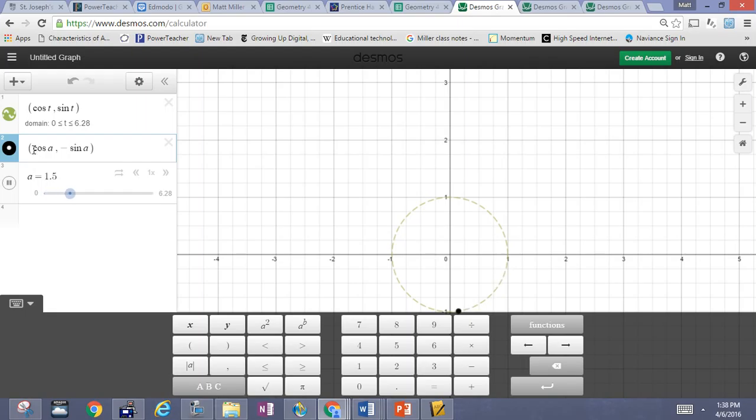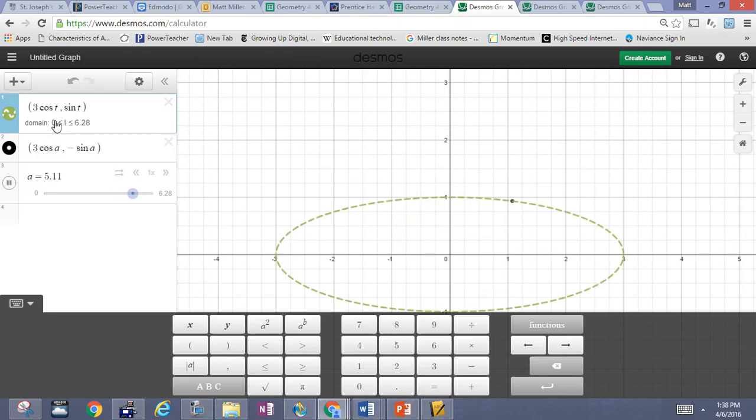But more dramatically would be things like putting some coefficients in front here. And if you could see now that the path is moved away from that of a unit circle, and if I wanted to see the path it was taking, I'd make that up here, and that's the path of an ellipse.